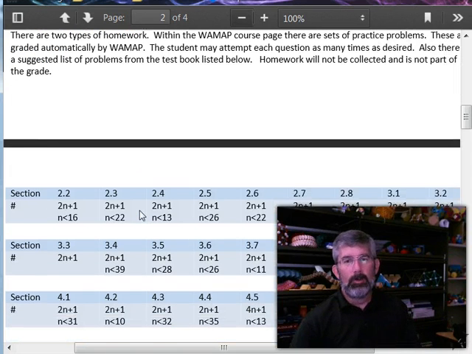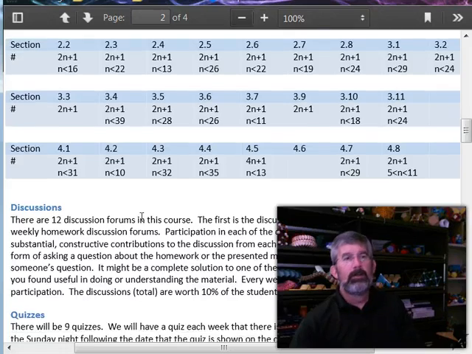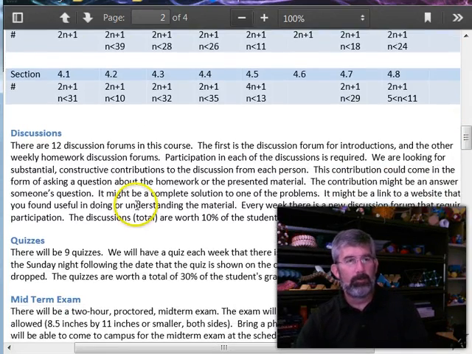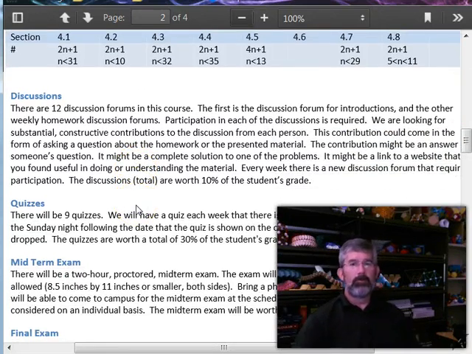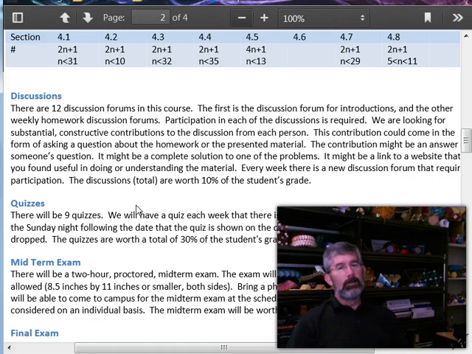Homework. As you're working on your homework, you'll have questions. Where do you ask your questions? Well, you can ask me, or better, you can post them to the discussion forums. Each week there is a discussion forum for you to post your questions. This is part of your grade.